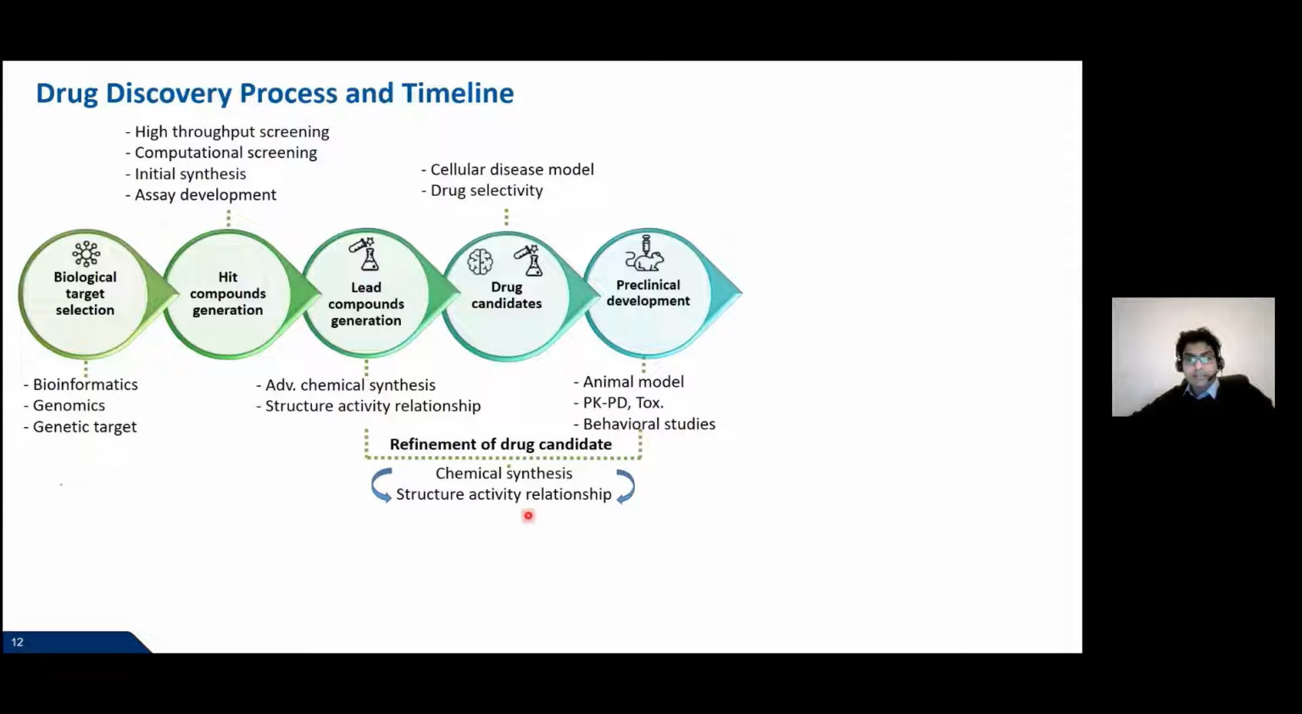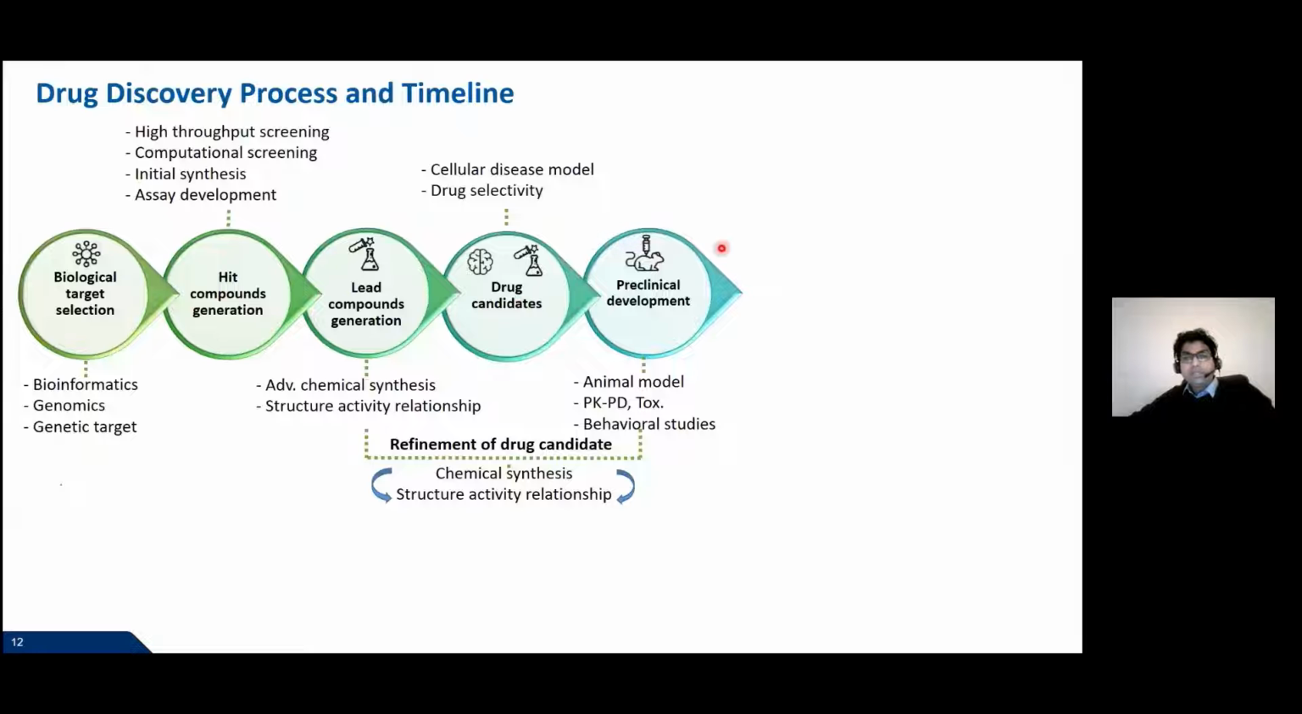So this is kind of a cycle. We do chemical synthesis, we get their structure activity relationship, and most of the time spent in this period is years. I will show you in my next slide how many years are required to go from the hit compound to the preclinical development.